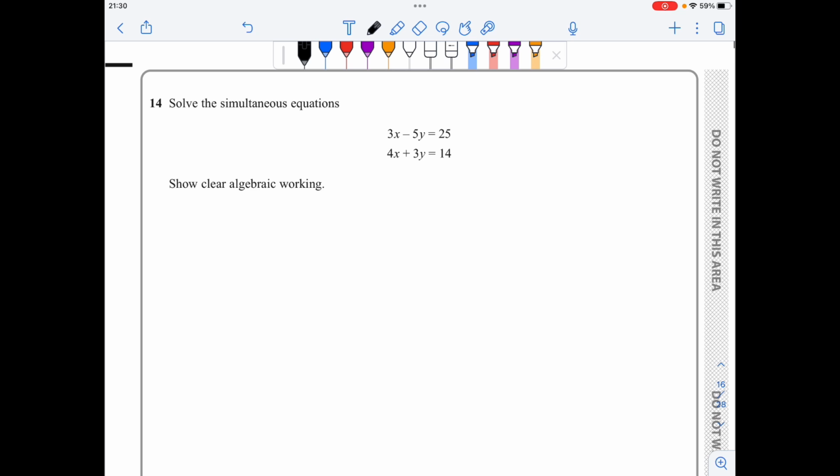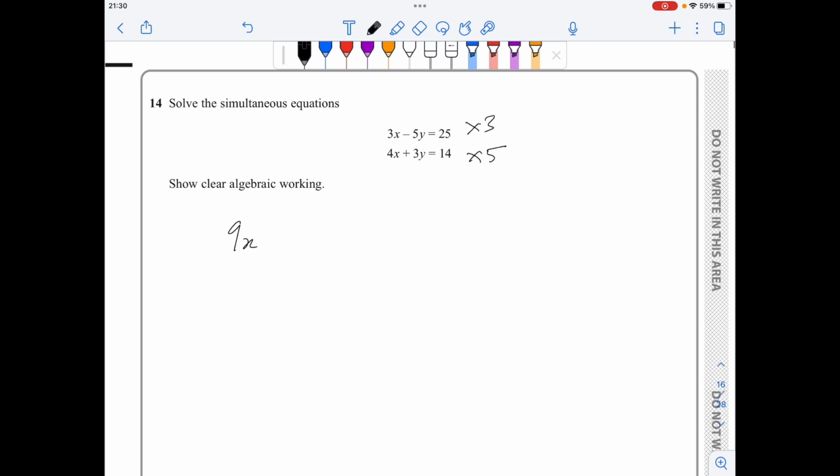For question 14, I need to solve these simultaneous equations. Now you can use substitution or elimination. I'll go with elimination because it's easier in this case. I will multiply the first equation by 3 and the second by 5, so I will make the y's eliminate.